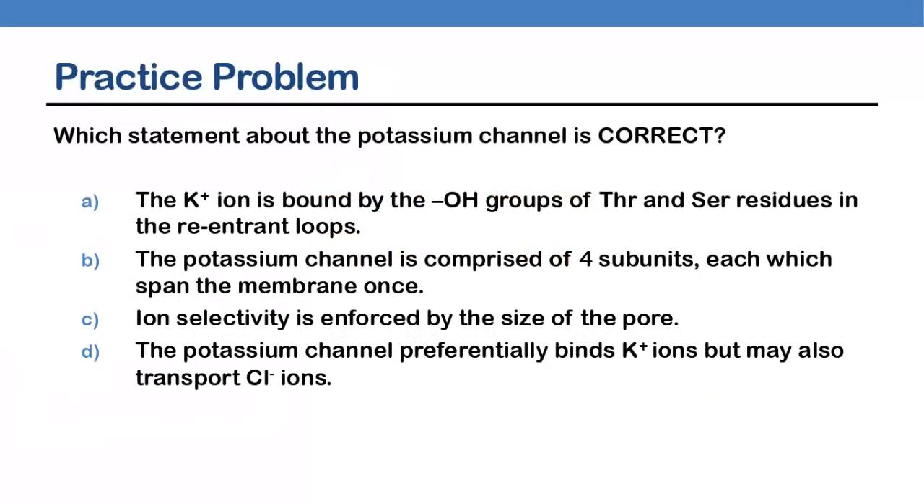Which statement about the potassium ion channel is correct? I will restart the poll. The potassium ion is bound to the OH groups of the threonine and serine residues in the loop. Potassium channel is comprised of 4 subunits, each of which spans the membrane once. Ion selectivity is enforced by the size of the pore. The potassium channel preferentially binds potassium ions, but also may transport chloride ions. Which is correct?